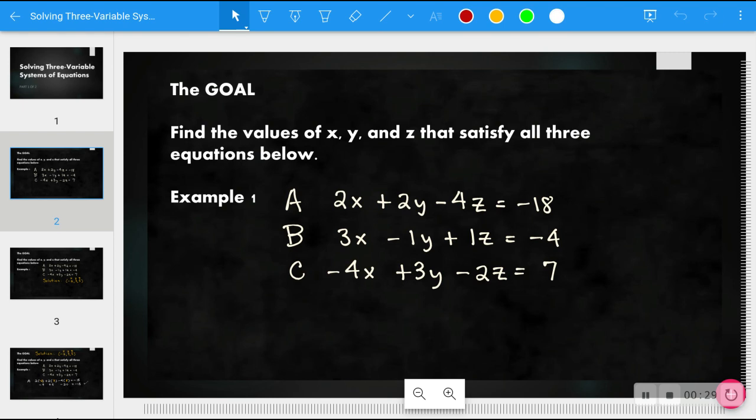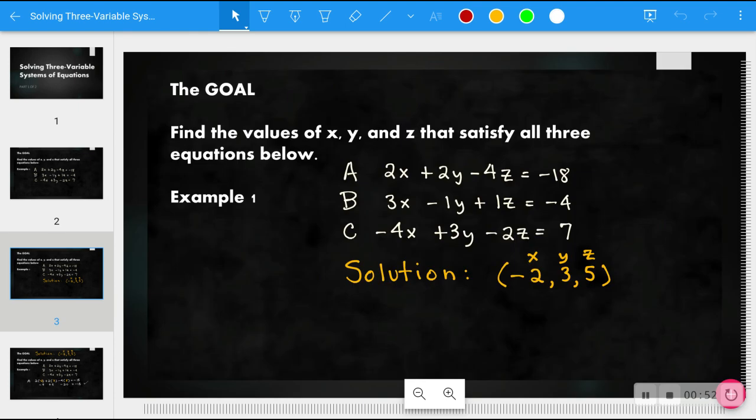Okay, so here's the goal. We've got this triplet of equations, equation A, B, and C, and there's three variables, three unknowns, x, y, and z. So our goal is to find those unknowns. We have to find an x value, a y value, and a z value that satisfy all three equations at the same time.